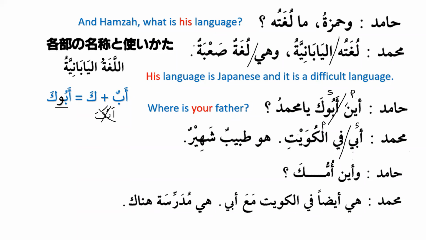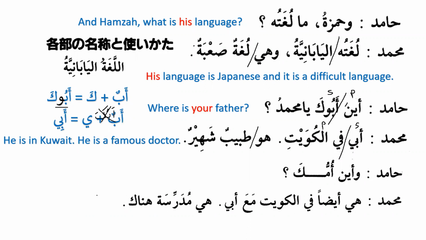And also he gives more information about his father. He says, Huwa tabibun shahirun. He is a famous doctor. So he says he is in Kuwait and he is a famous doctor. Now we can see over here the thing that we need to notice. It was abun, and after that we have ya, and then what happens over there? When we have ya, it needs what? It needs kasra, right? Ya needs kasra, so that's why it has changed into abi.